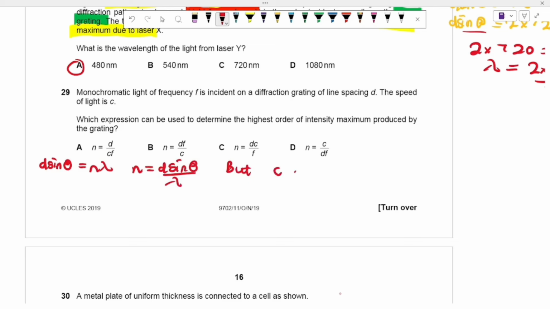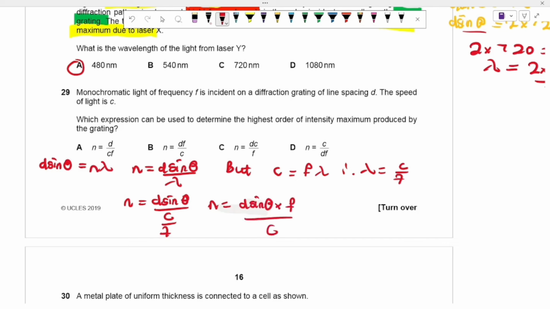But the famous wave equation, sorry, v is equal to f lambda, so c will be equal to f lambda. Therefore, lambda will be equal to c over f. Hence, I'm going to have n being equal to d sine theta divided by c over f, right? Why c over f? Because if you think about it, that is lambda. So that f is going to flip, so my n is going to be equal to d sine theta times f divided by c, right?